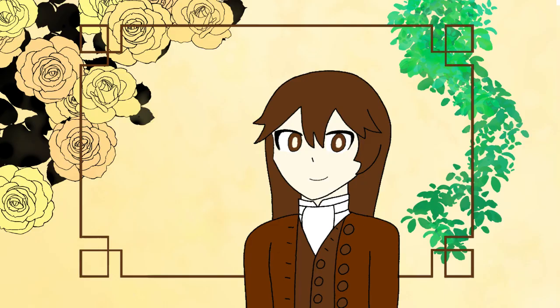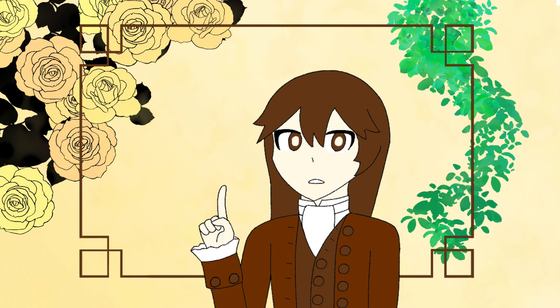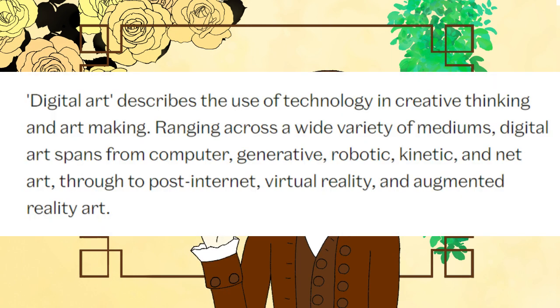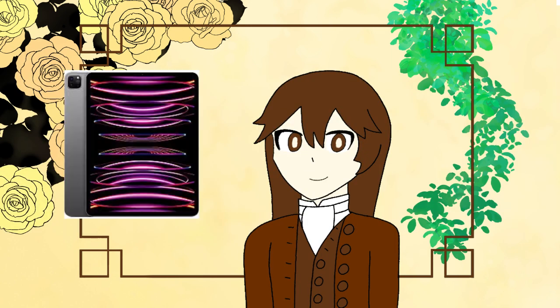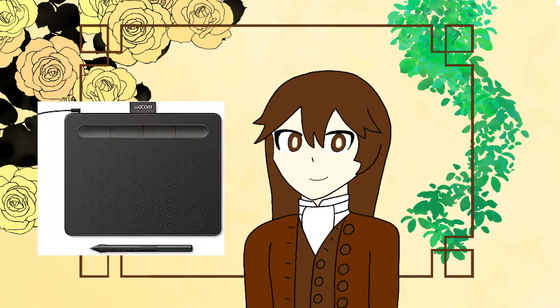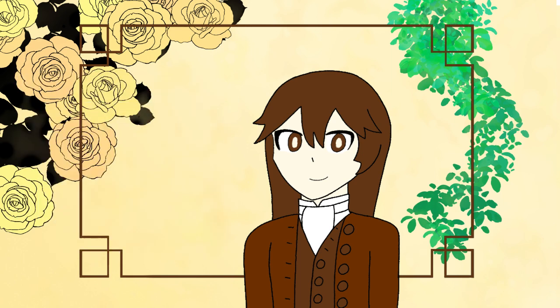In order to learn about digital art, we must first define digital art. According to the Victoria and Albert Art Museum, digital art describes the use of technology and creative thinking in art making, ranging across a wide variety of mediums. Digital art spans from computer generative, robotic, kinetic, and net art, through to post-internet, virtual reality, and augmented reality art. Pretty much it states that digital art is just produced from devices such as iPads, graphic tablets, and drawing tablets, either through hand or AI.